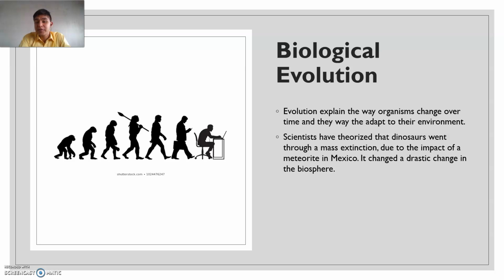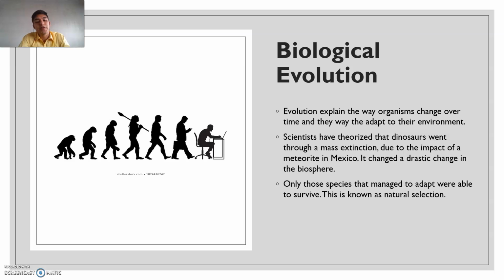Scientists have theorized that dinosaurs went through a mass extinction due to the impact of a meteorite in Mexico. It changed drastically the biosphere. Only those species that managed to adapt were able to survive. This is known as natural selection. Natural selection is a very simple term, and it states that the ones that adapt are going to survive, and the ones that don't adapt are not going to survive.